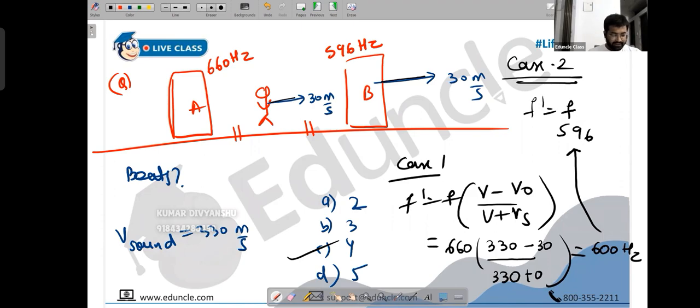So that's about Doppler. Doppler is also done. What is the other thing that I had planned? Real depth and apparent depth, which somebody had asked about. So let's take that. That is optics.